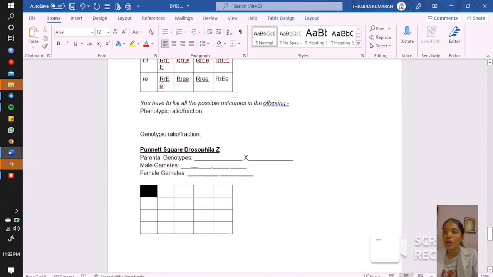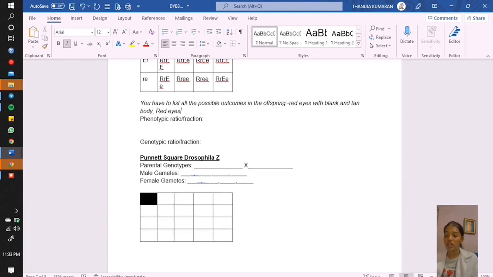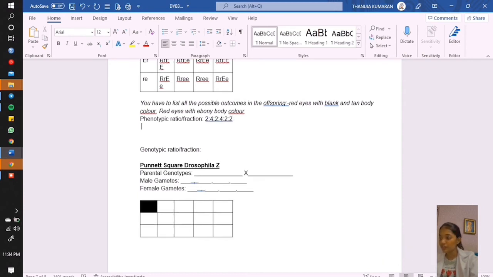So the possible outcomes of the offspring are red eyes with black and tan body color, and red eyes with ebony body color. So the phenotypic ratio as a fraction is 2:4:2:4:2, and in the simplest form is 1:2:1:2:1:1.